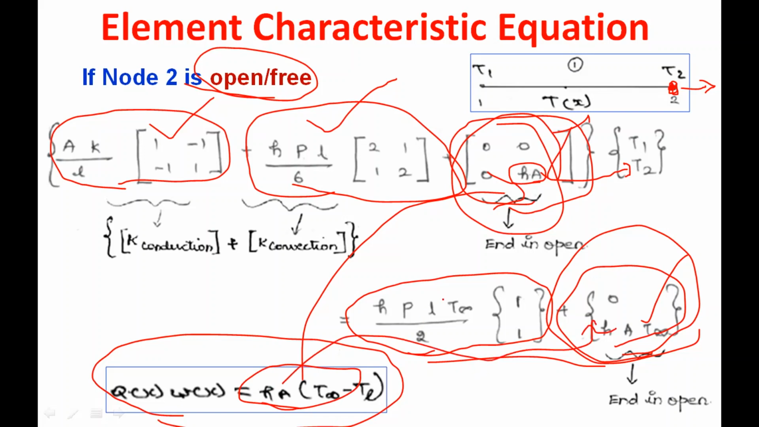So we get the thermal load only for convection. This is the thermal load for surface convection, and this is the thermal load for free end convection.